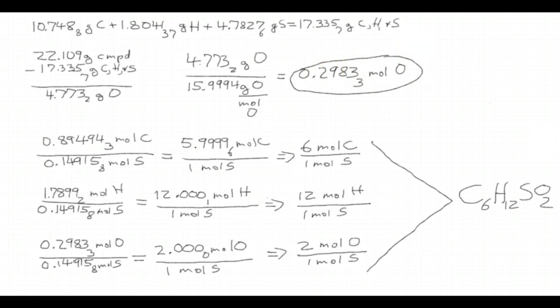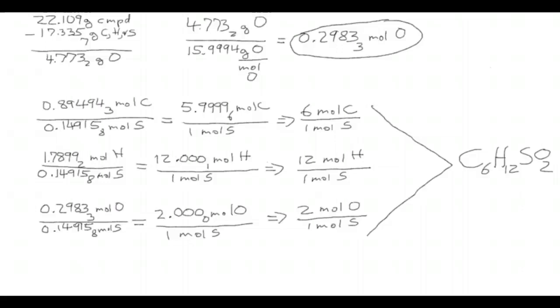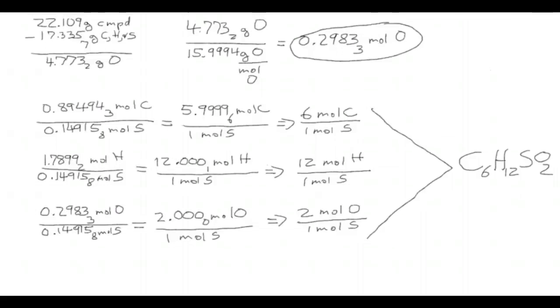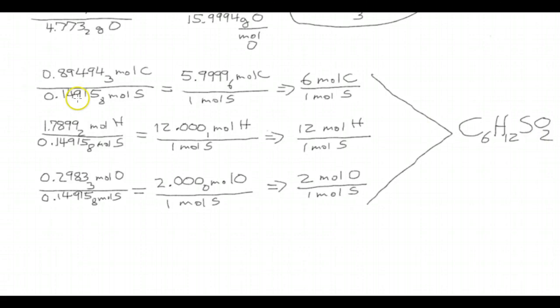We're almost done. Now to get the empirical formula, all we do is divide the moles of the element that has the smallest number of moles into the moles of all the other elements. It ends up that that's sulfur. 0.149158 moles of sulfur is the smallest. Divide that into the moles of carbon. We get really close to 6 moles of carbon per 1 mole of sulfur. So we round to 6.